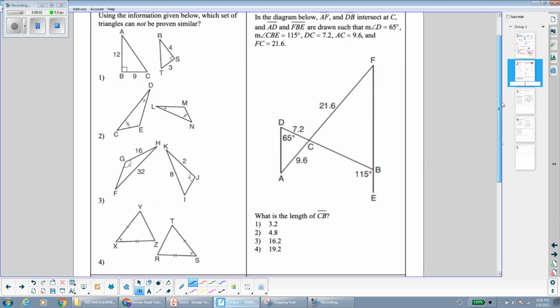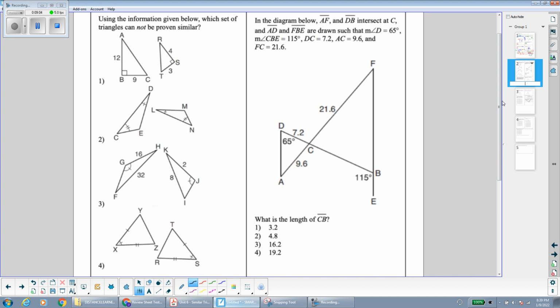Question number 5 says, using the information given below, which set of triangles cannot be proven similar? So if I take a look at number 1, I see a congruent pair of angles. Let's see if the corresponding sides that are given here are proportional by the same scale factor. So let's check out what the scale factor is for 12 and 4. Those are corresponding sides. And let's check out what the scale factor is for 9 and 3.